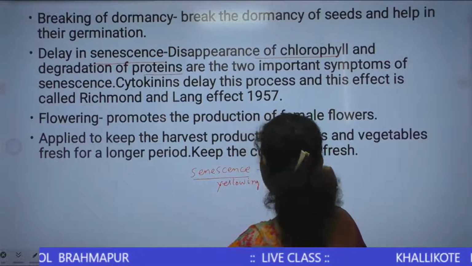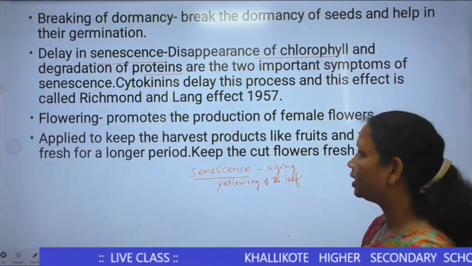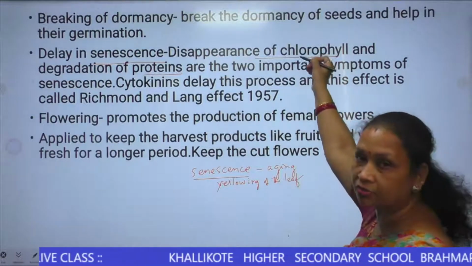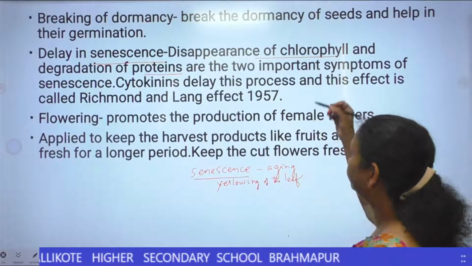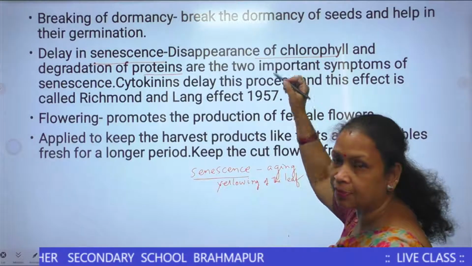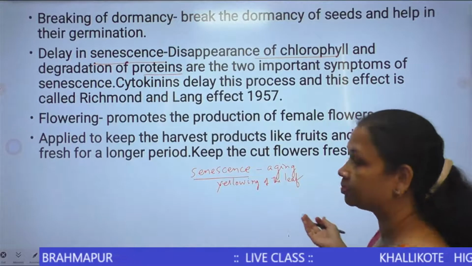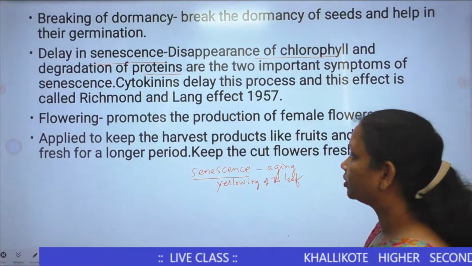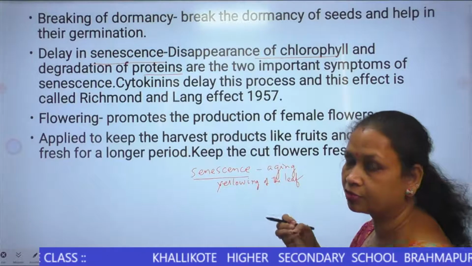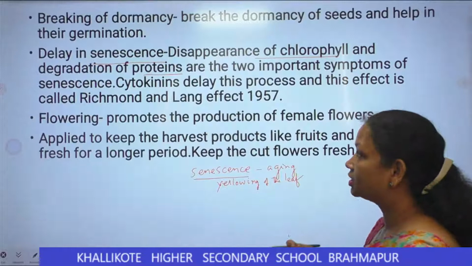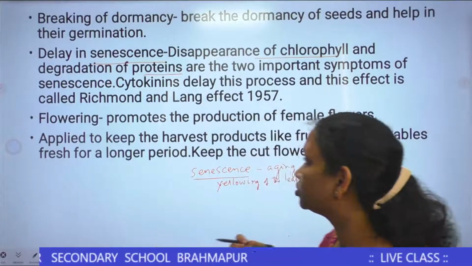Commonly, what you can observe when senescence is occurring is yellowing of the leaf. As we see in the plants, the leaves start to become yellow. So, it shows the disappearance of chlorophyll. Chloroplasts will no longer divide and the chlorophyll will also start to disappear. Chlorophyll will be converted into carotenoids. So, that is one symptom where senescence is occurring.